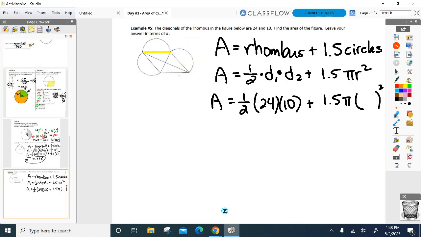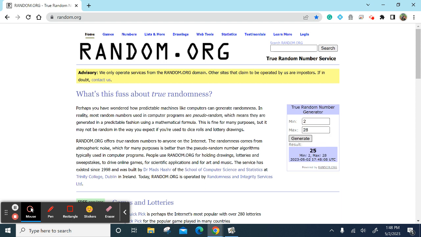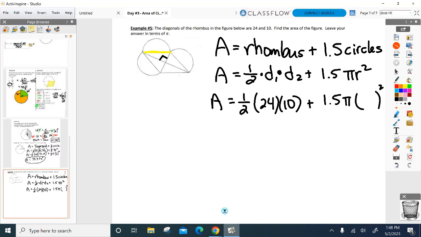Diagonals. Good work. Diagonals are perpendicular, so I'm dealing with a right triangle. More properties that are going to help me out. What do we have? We already have diagonals perpendicular. Oh, the diagonals bisect. Good. So everyone remember that diagonal of 24. Now it's a 12 and 12. And the diagonal of 10 is a 5 and 5.